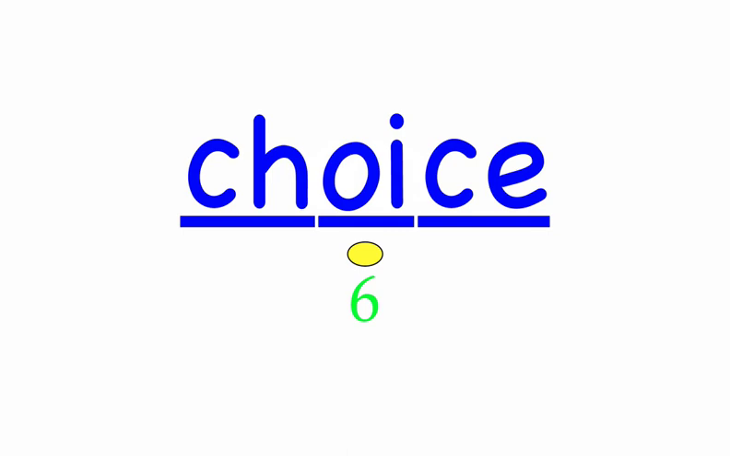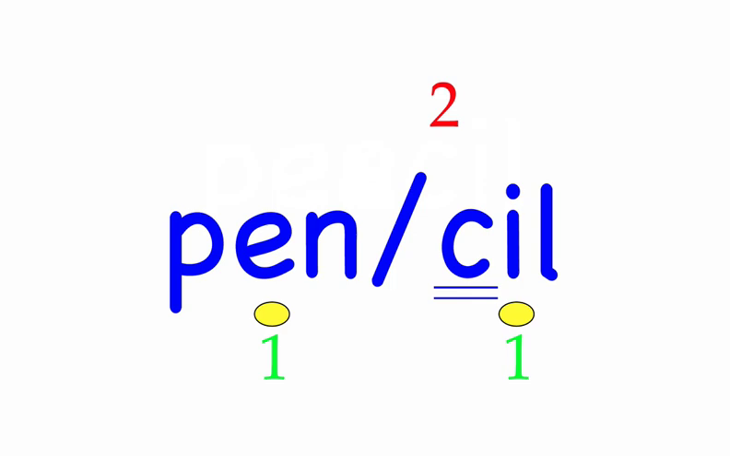Row 7, pencil. I need to sharpen my pencil. Pen, three sounds: P, e, n. Cil, three sounds: S, I, l. Pencil. Mark the word.